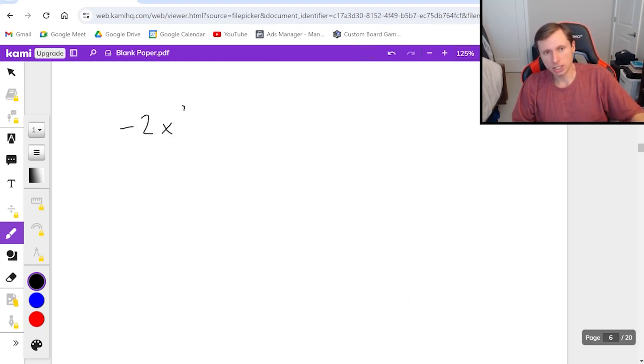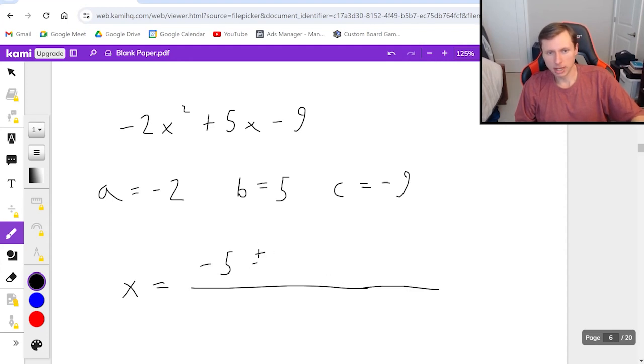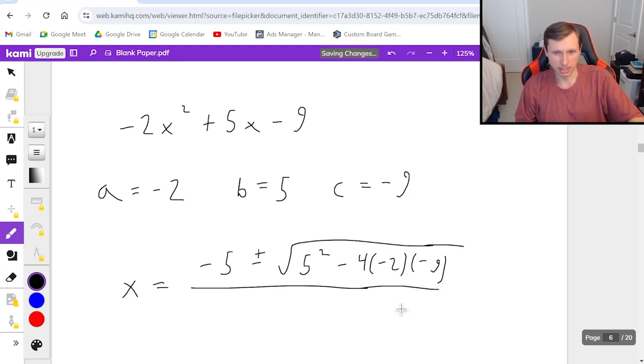It's -2x squared plus 5x minus 9. So go ahead, give it a try yourself, but stop when you get to the square root part and you get a number for the square root part, because then I have something to say at that point. So a is going to be -2, b is +5, and c is -9. So then that means I'm going to do x equals -5 plus or minus the square root of 5 squared minus 4 times -2 times -9. That is not fun. It's 3 negatives. We'll deal with it in a minute. And then divided by 2 times -2.